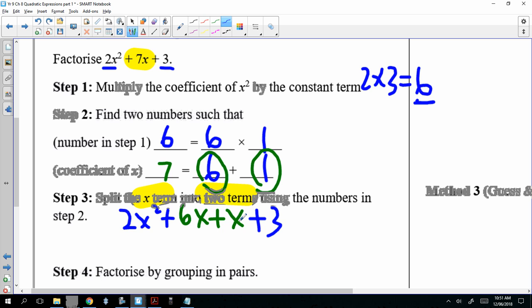So you see the 7x is split into 6x plus x. What's 6x plus x? 7x, right? So you split that into 2 terms using the numbers you just found.